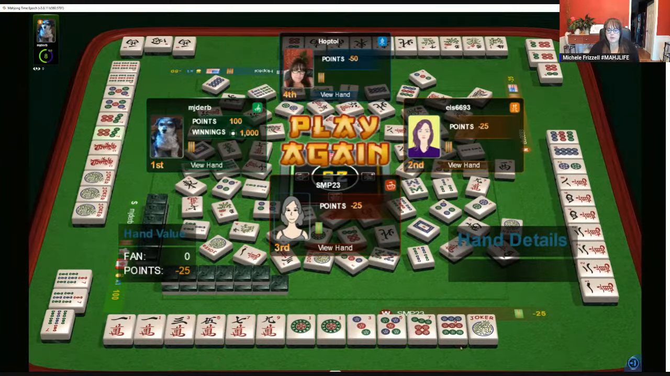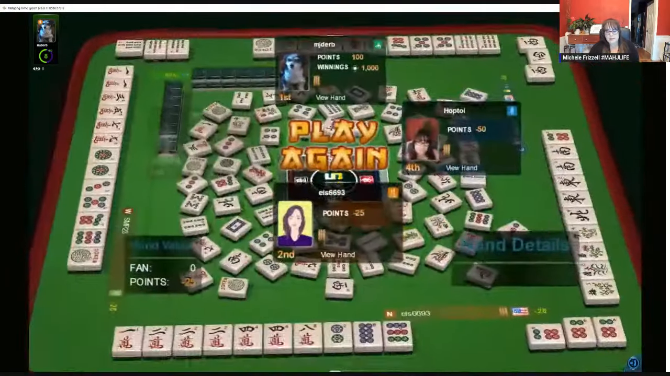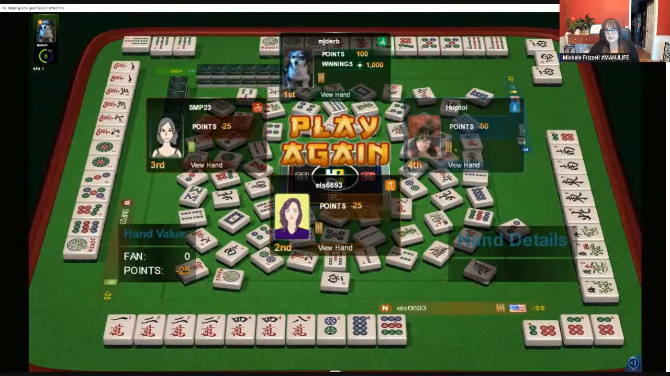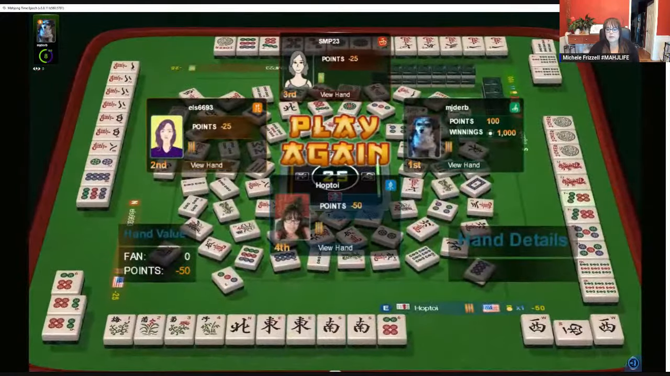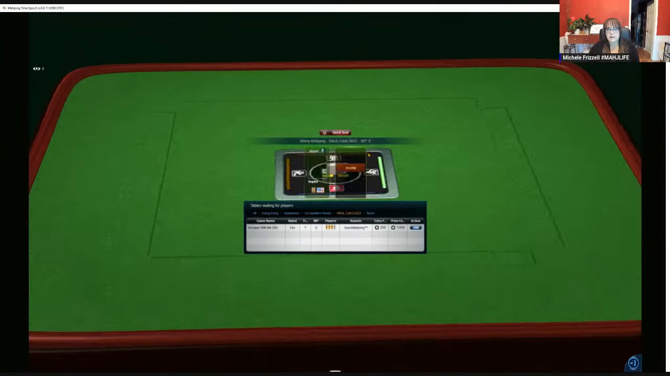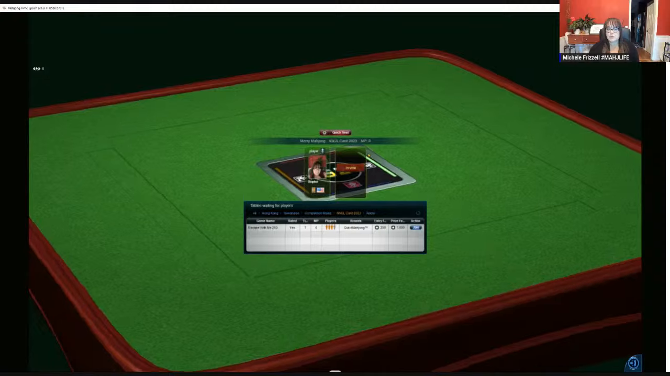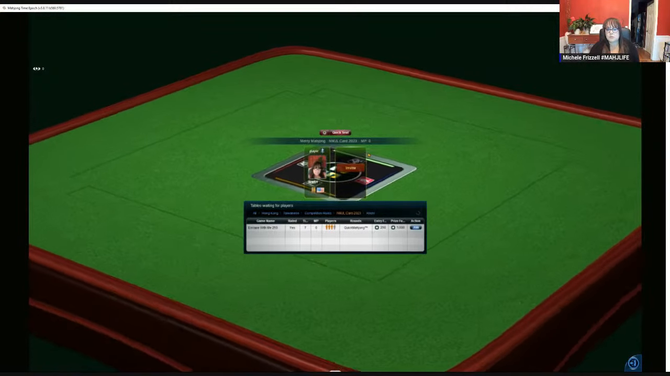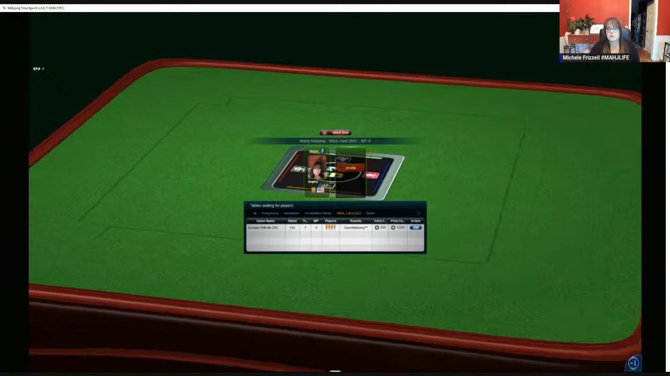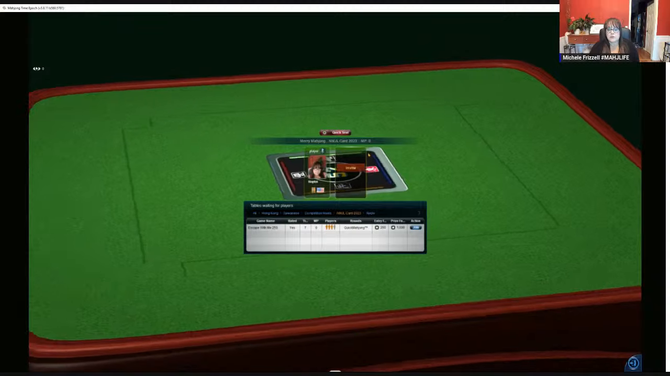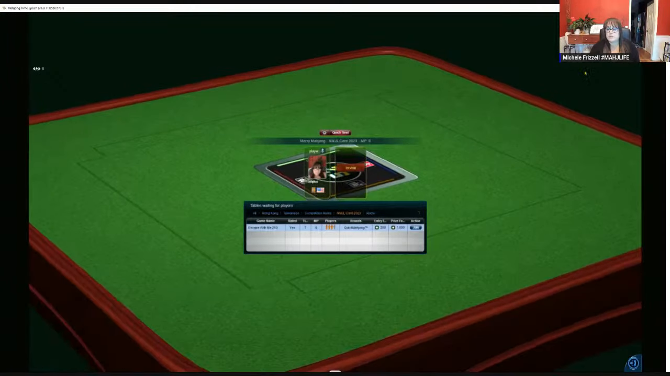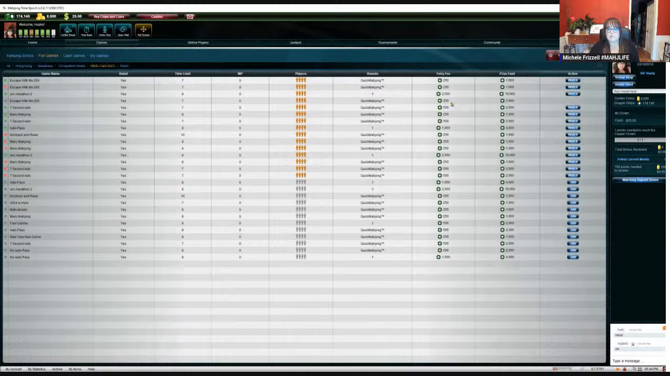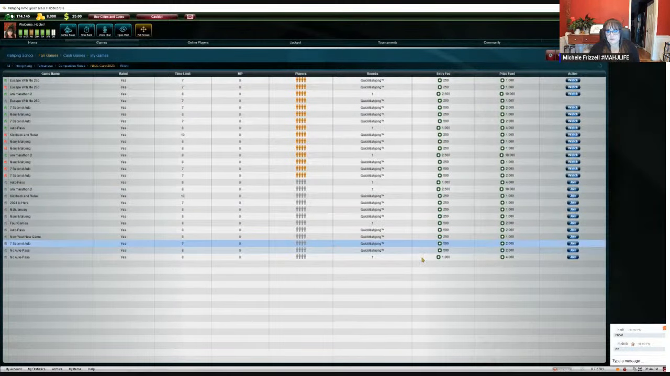So here's this pair hand they were going for, odd pair hand. And then here, 2, 4, 6, 8. So if you throw the winning tile and it's an acceptable or tolerable impact, don't punish yourself. Just accept it and move on to the next game. It happens.